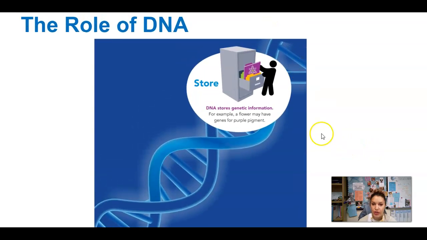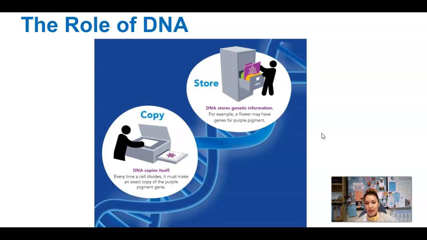We know that it stores DNA. The DNA stores genetic information. For example, a flower may have genes for purple pigments. We know that it can copy the DNA. Every time a cell divides, it has to make an exact copy of that pigment for that gene, for example.